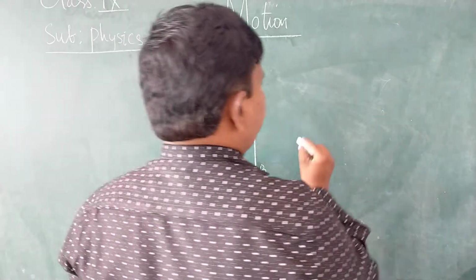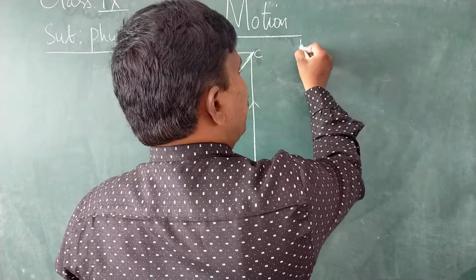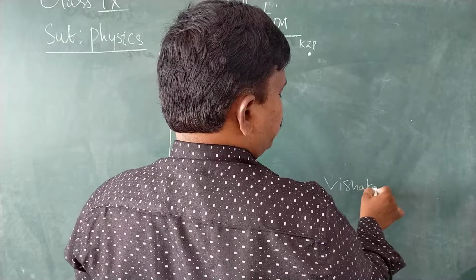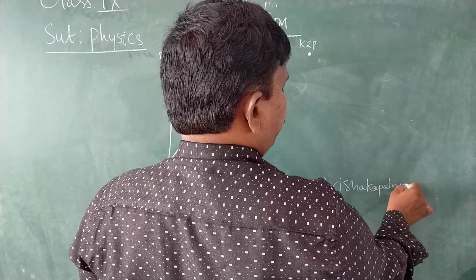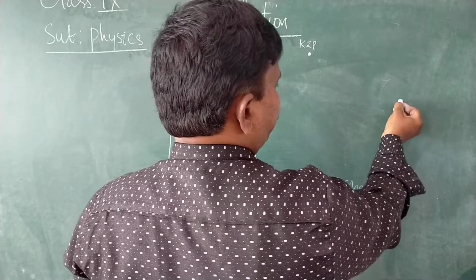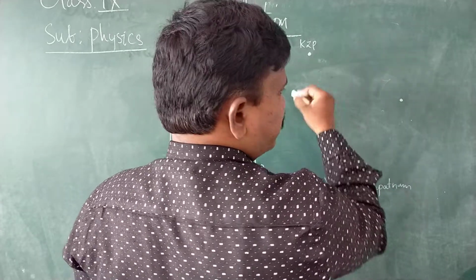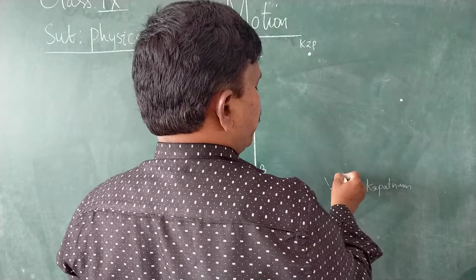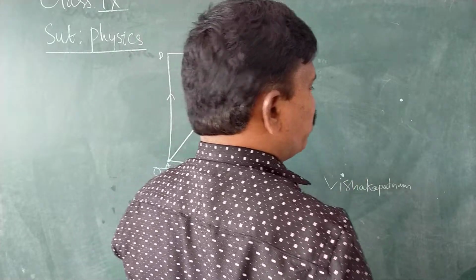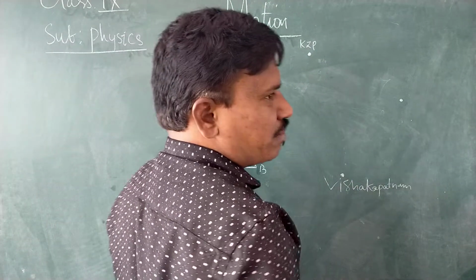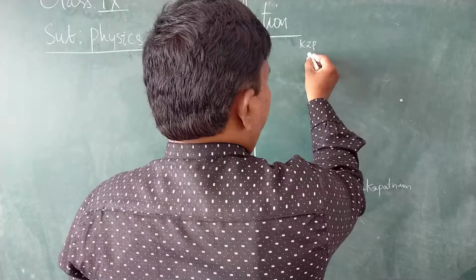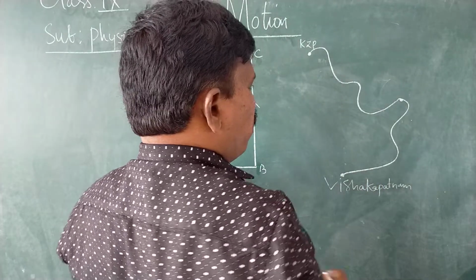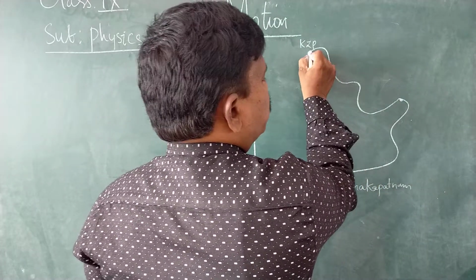In the same way children, consider a train traveling from Kazipet to Visakhapatnam through Vijayawada. First it has to go to Vijayawada, then it should go to Visakhapatnam. The Godavari Express normally comes from Hyderabad to Visakhapatnam. This is the path it is traveling. Therefore, how can we draw the displacement vector? We can draw it like this.